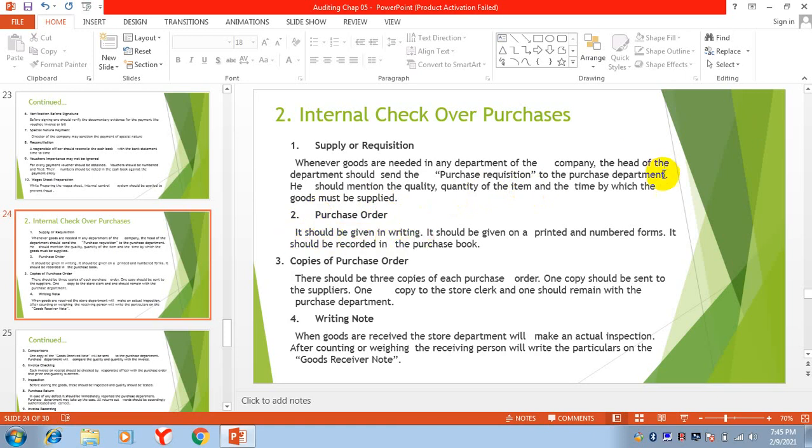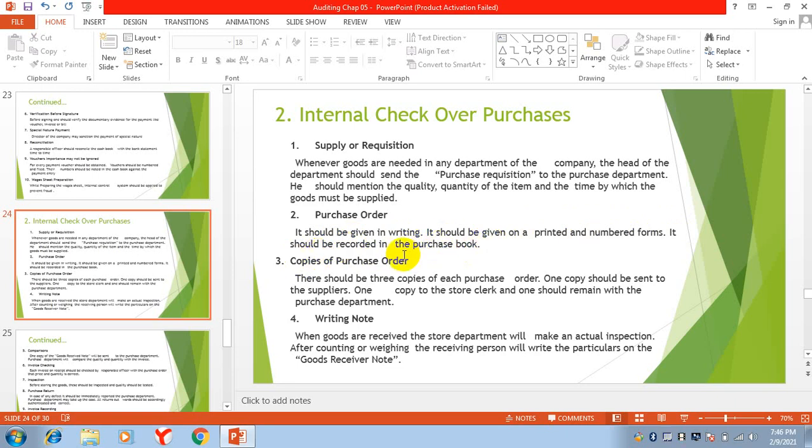Then purchase order, it should be given in writing. The purchase department will give a purchase order, and this purchase order should be in writing. It should be given on printed and numbered forms, in printed form with proper numbering. It should be recorded in the purchase book.